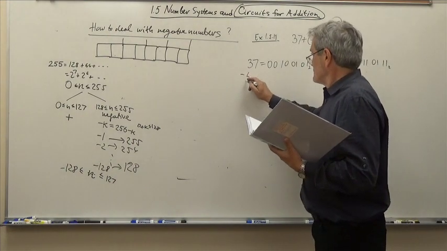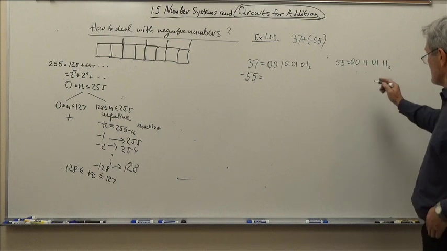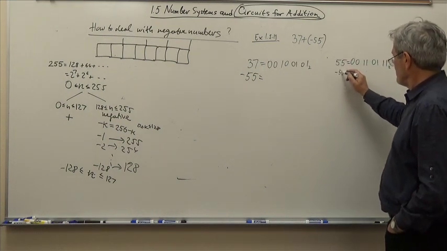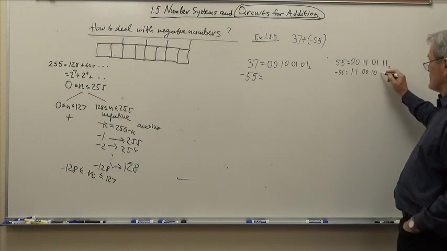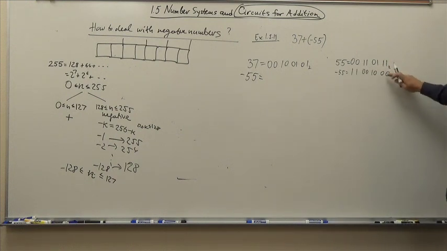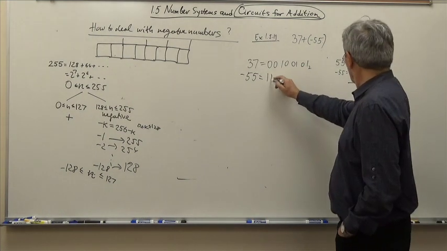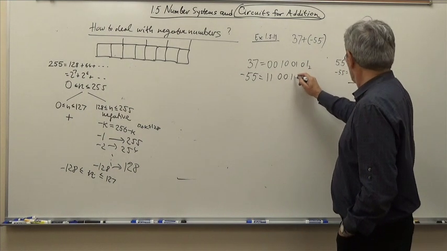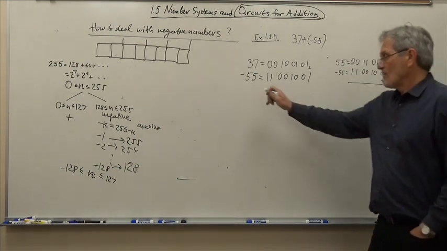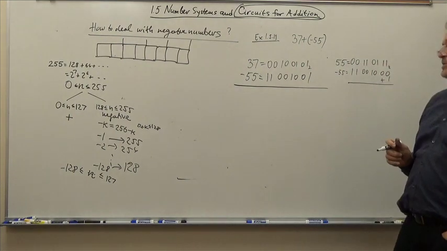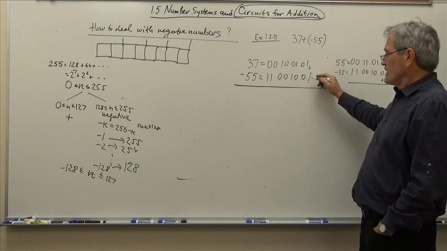So negative 55 in this code will be what? What do I do here? To get negative 55, I'll switch the digits to get 11001000, and then I'll add 1, so I get 1 here. My result will be 11001001. That's negative 55. Then what will happen when I add them up? I'll just add them normally. I don't care who's positive or negative. I just do full adder step by step.